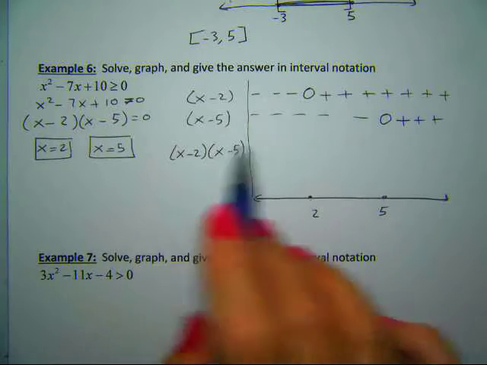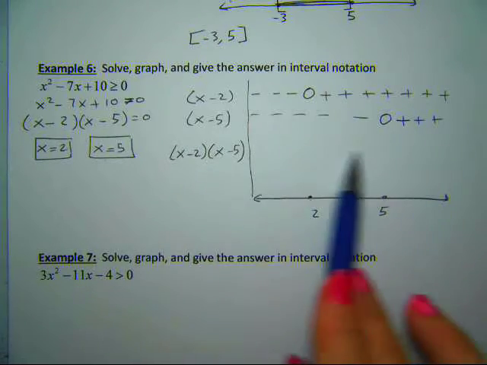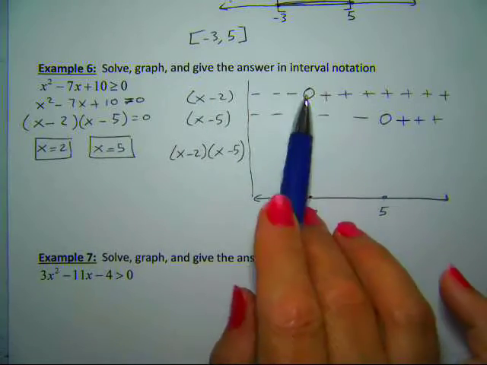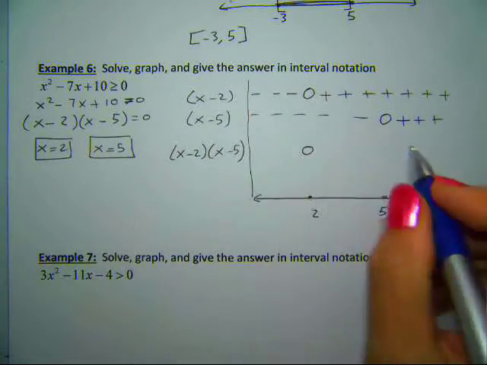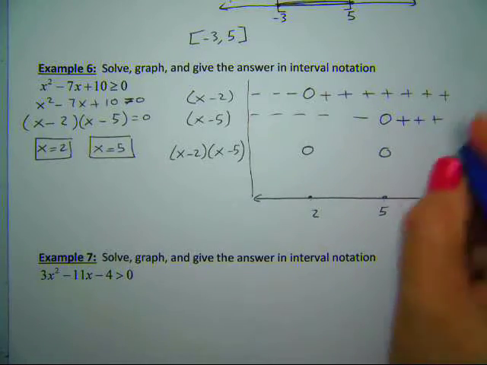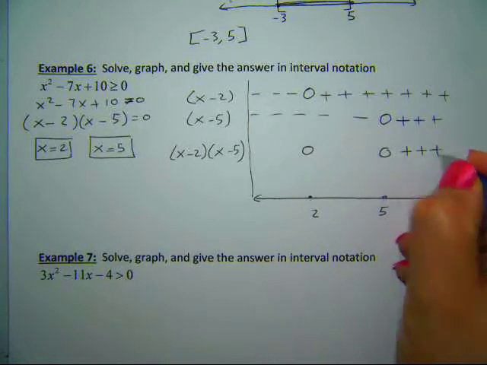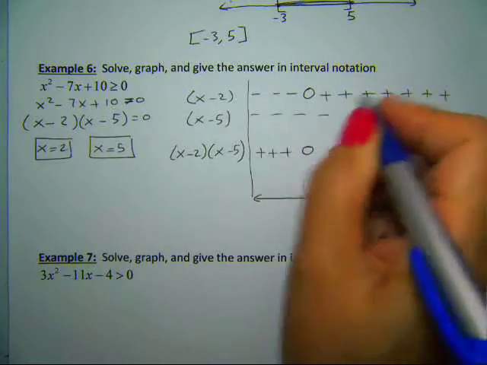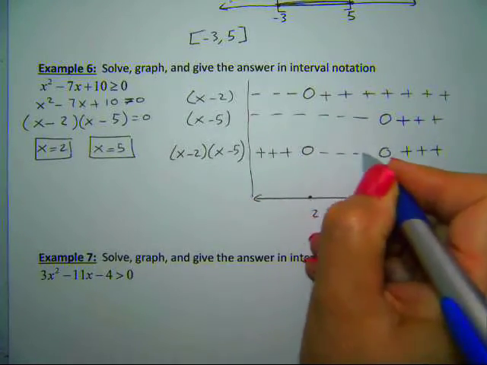And now we need the third line, which is the answer, the product of these two. 0 times any number is 0. 0 times any number is 0. Positive times positive is positive. Negative times negative is positive. And positive times negative is negative.